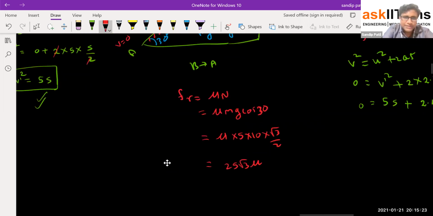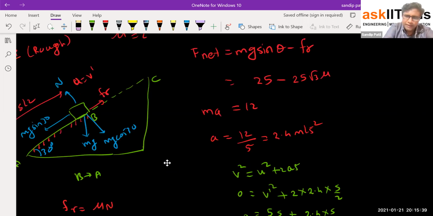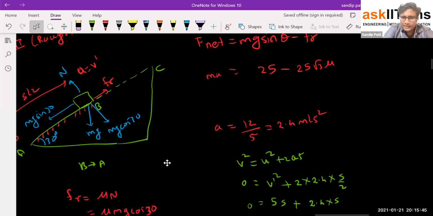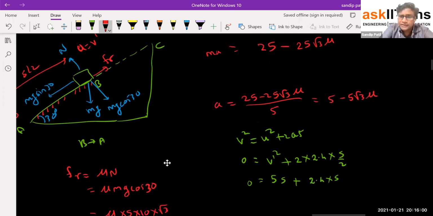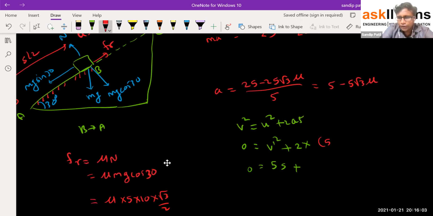Right? Now let's substitute this value instead of frictional force here. Now 13 is not our frictional force. Instead of that, we are getting 25 root 3 into mu. So this will be our force. Can I say acceleration is how much? This is our ma. So acceleration is not 2.4 in this case. Can I say 25 root 3 into mu divided by 5. 5 is what? 5 is mass, right? So this will become 5 minus 5 root 3 into mu. Let's substitute this acceleration here. So this is 5 minus 5 root 3 mu into s.